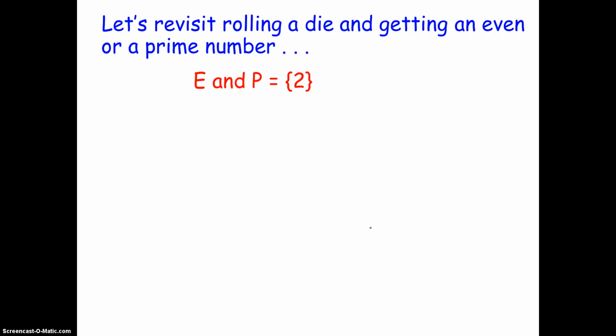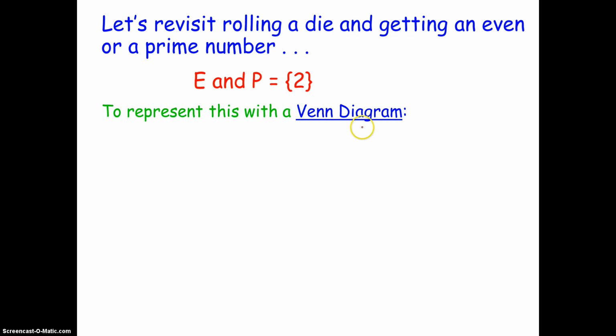So I'm going to take an example to help visually show you what an intersection would be. So let's say you have a dice, right? And you're going to roll it. And what's the probability of getting an even and prime number? Well, there's only one even and prime number on the dice, and that's number 2. You know, standard die, numbered 1 through 6. So let's look at a Venn diagram to represent this.